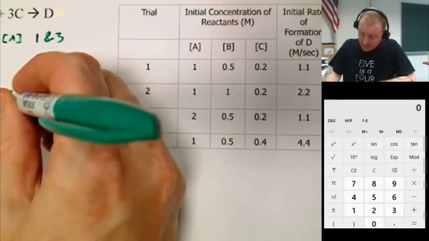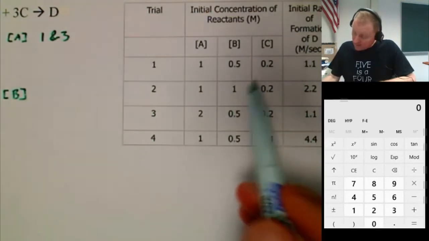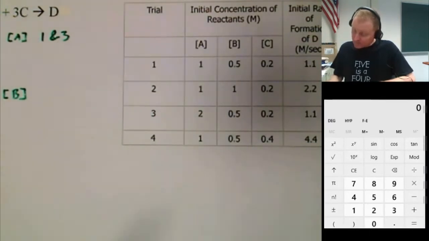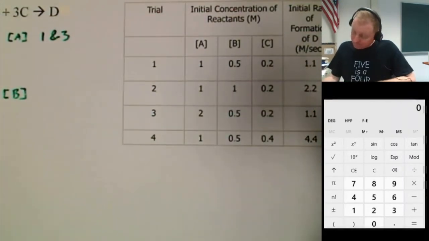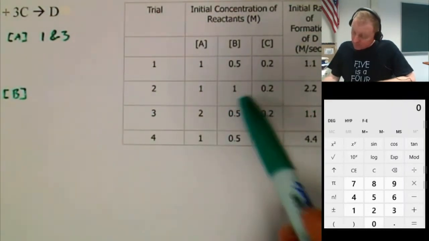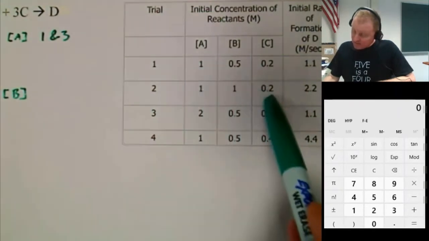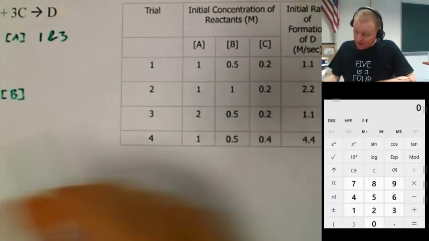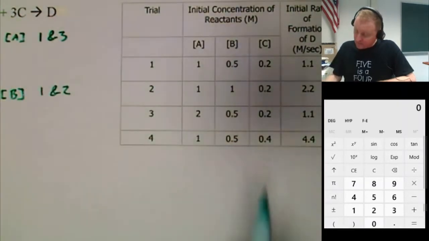For B, what would I use? Okay, let's see. We're going to try to figure out where other ones are not changing, except for only B. So I think 2 is going to be necessary because that's a 1 here. If I use 1 and 2, A is not changing, C is not changing, only B is changing. So for B, I'm going to choose experiments 1 and 2, right?